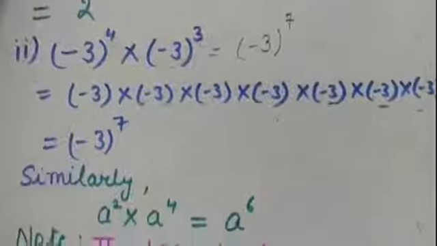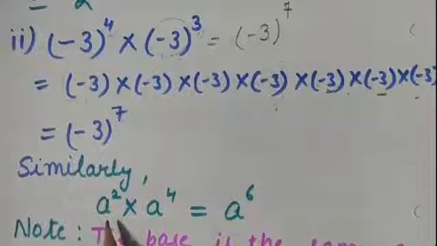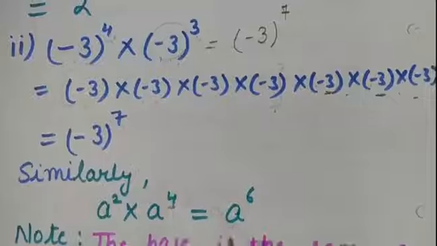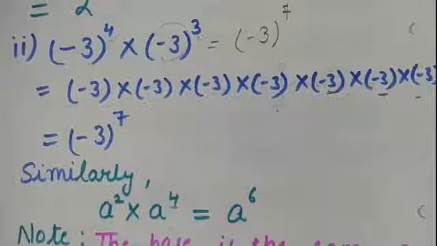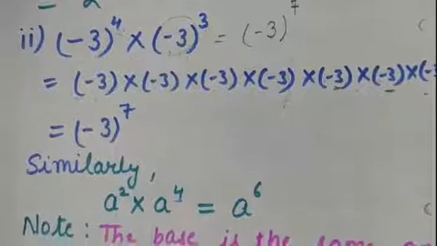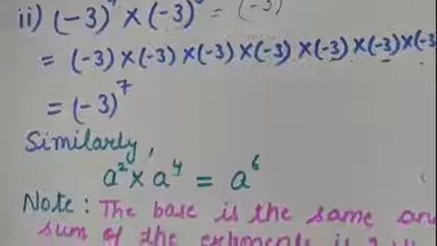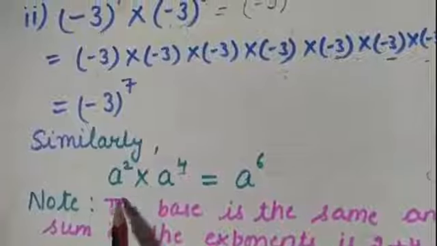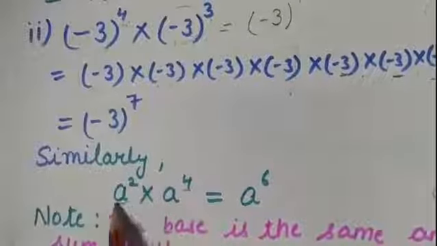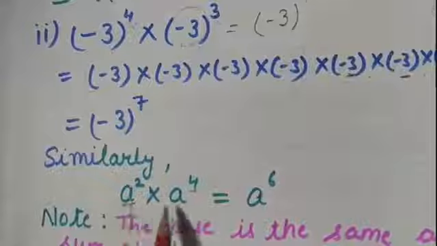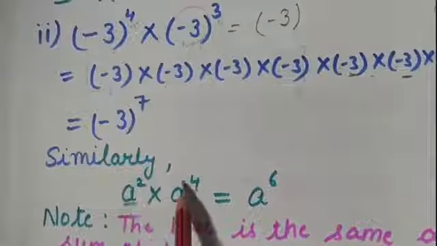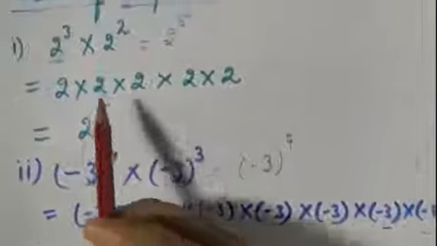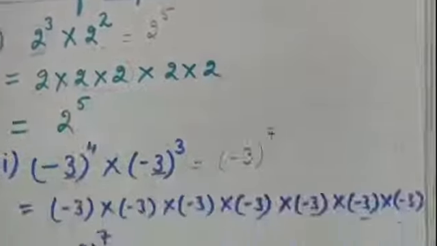Similarly, if I take one more example, a raised to the power 2 into a raised to the power 4 will become a raised to the power 6. One point you have to note here is that in each case the base is the same. Base means the number which is being multiplied. Here we are multiplying two numbers in exponential form and the bases are the same. Here also the base is the same, and in the first example also the base is the same.